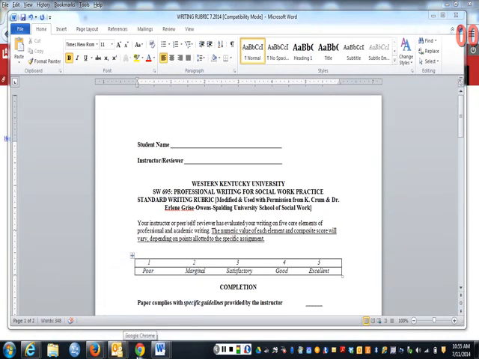At the top of the form, you'll notice there's a student name and an instructor or reviewer name line. So one of the things is to make sure, if you're reviewing someone else's, you put their name and your name so they know who did the review.